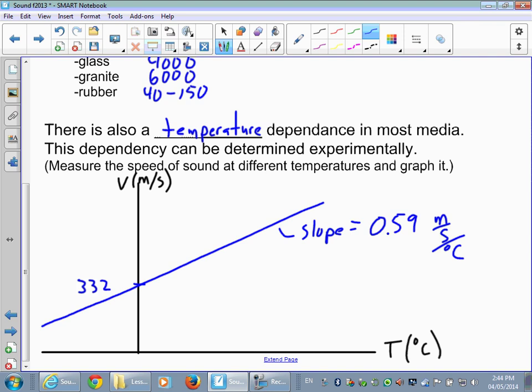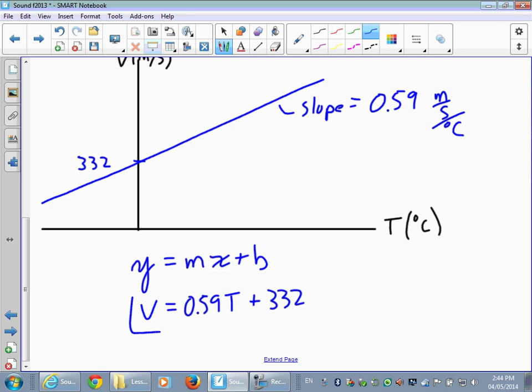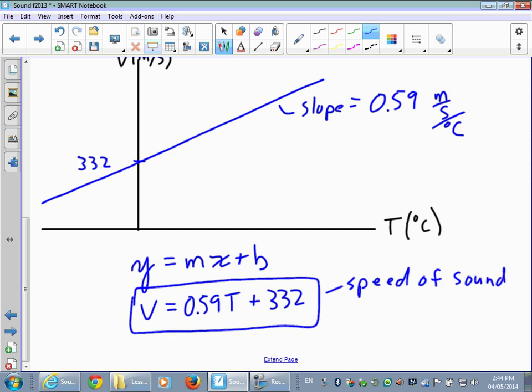So when we combine all of this, using the idea of having an equation, y equals mx plus b, well, it's not y in this case, it's v. The m value is 0.59. It's not x, it's t. And the intercept, as you can see, is 332 meters per second. So this equation tells us what the speed of sound is in air, depending on the temperature of the air.